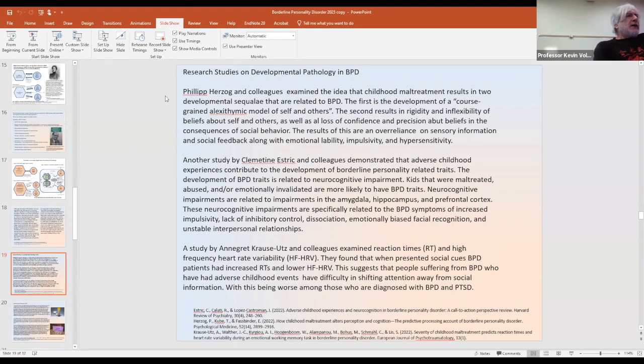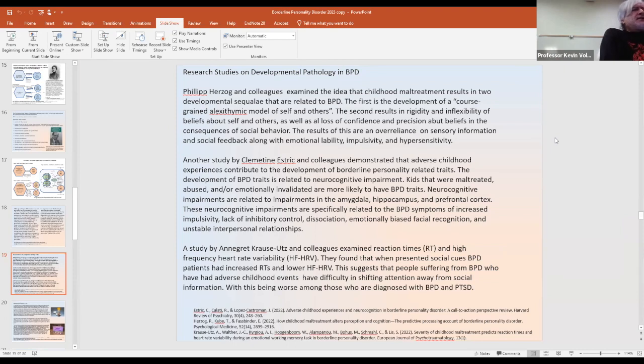All right. Other studies on developmental pathology. Remember, I said that it's not just psychoanalysts who are saying that this stuff originates in early childhood. Other people, researchers, are talking about this, right? And again, you can see this, it's Philip Herzog and colleagues. And by the way, I don't think that's a typo. I think his name did have two P's. At least that's what showed up on the slide.